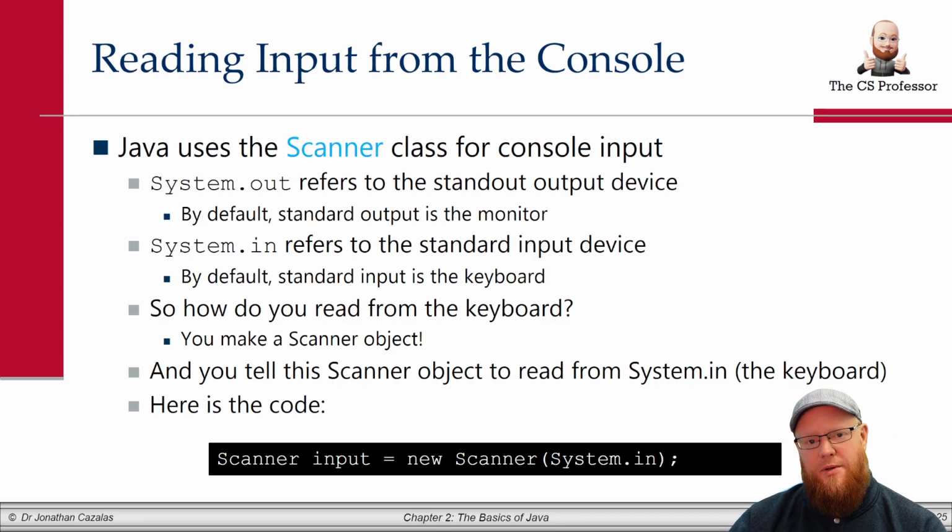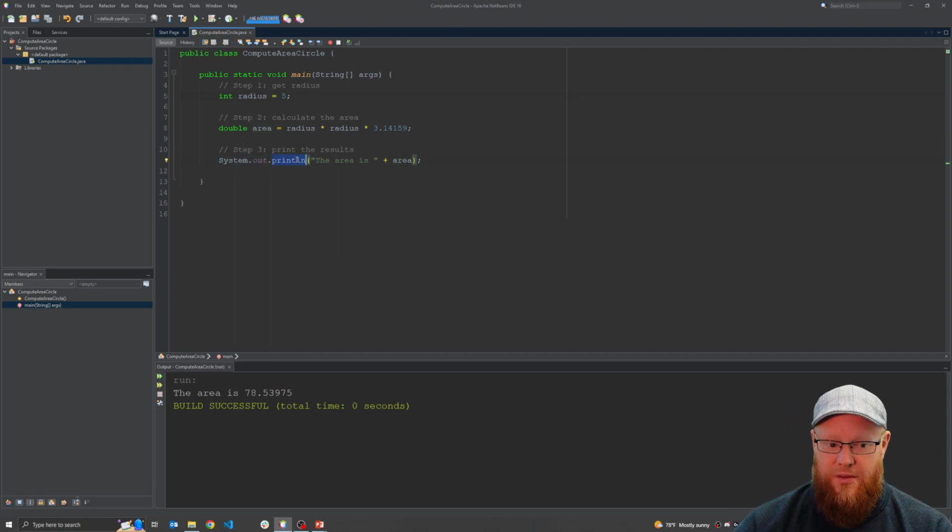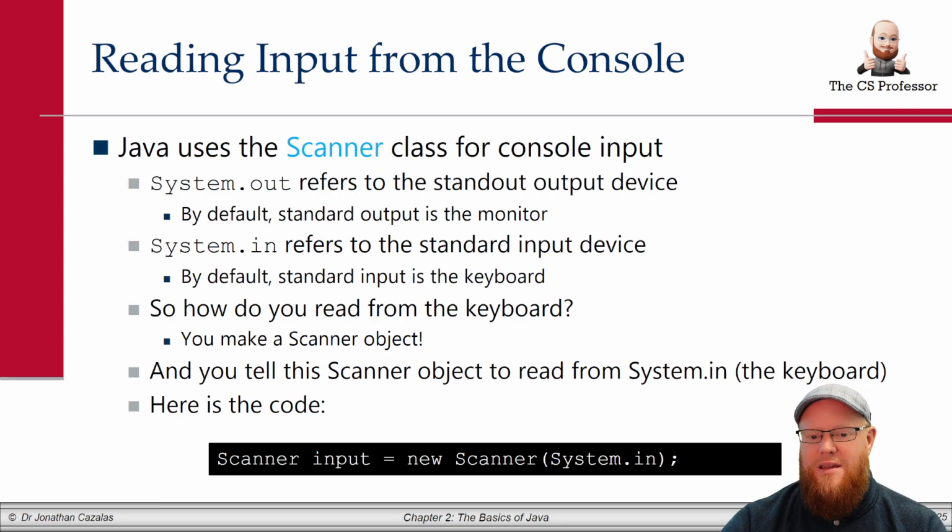So how do we do this in Java? Java uses the Scanner class to read input from the user. We have System.out, which we've seen already. This allows us to call the println method. Methods and functions are synonymous. We call this println method, which is inside the System class, or the System library, if you will. System.out is the standard output device, referring to your monitor. System.in refers to your standard input device, your keyboard.